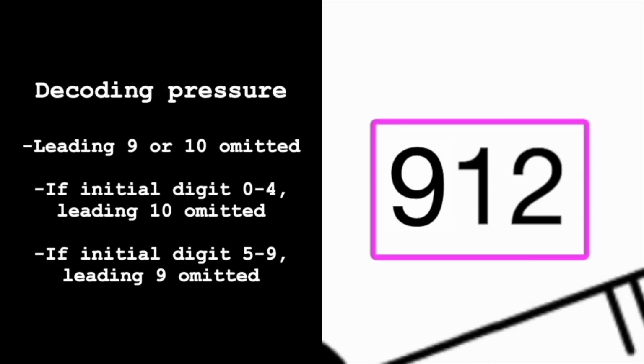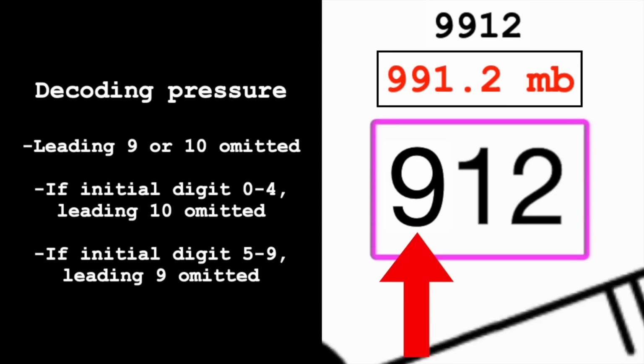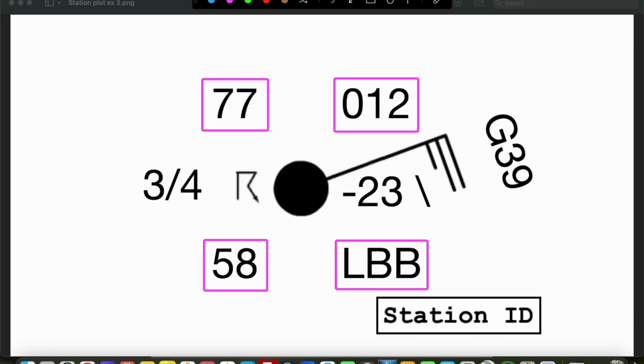Let's say this was 912 instead of 012. In that case, the leading digit is between 5 and 9, so we know the leading 9 would have been chopped off for a final pressure of 991.2 millibars. And these three letters at the bottom right of the station plot are your station identifier.